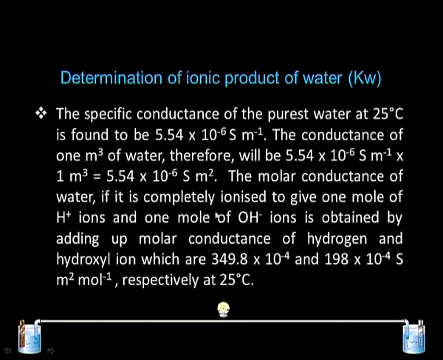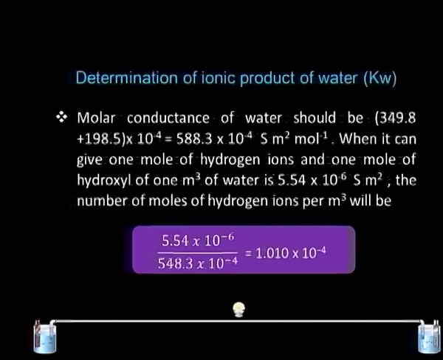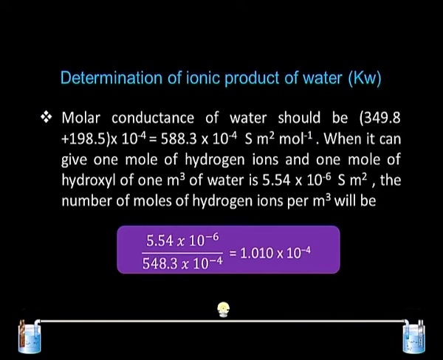The molar conductance of water, if it is completely ionized to give 1 mole of H plus ion and 1 mole of OH minus ion, is obtained by adding the molar conductances. We are using the Kohlrausch law to get lambda infinity, because these two terms are known from literature. The molar conductance of water can be determined using the Kohlrausch law. That is, we can add the two values of lambda infinity of H plus and OH minus, like 349.8 plus 198.5 into 10 raised to minus 4, which leads to a value of 588.3 into 10 raised to minus 4 Siemens meter square per mole.